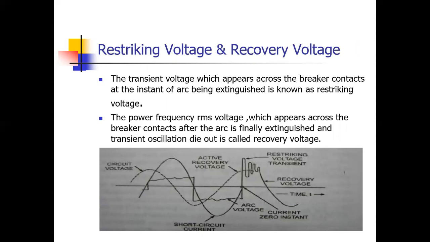Then we are seeing the restriking voltage and recovery voltage. The transient voltage which appears across the breaker contacts at the instant of the arc being extinguished is known as restriking voltage. The power frequency RMS voltage which appears across the breaker contacts after the arc is finally extinguished and transient oscillations die out is called recovery voltage. In this image, we are seeing the circuit voltage, active recovery voltage, restriking voltage, transient recovery voltage, and arc voltage, current zero instant, and short circuit current in the waveform.